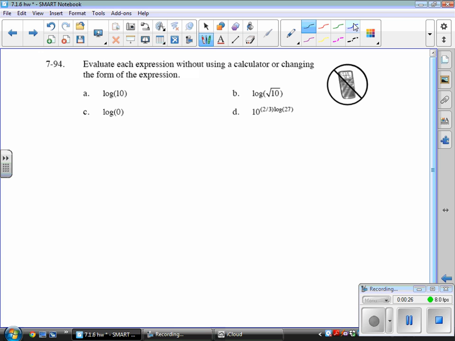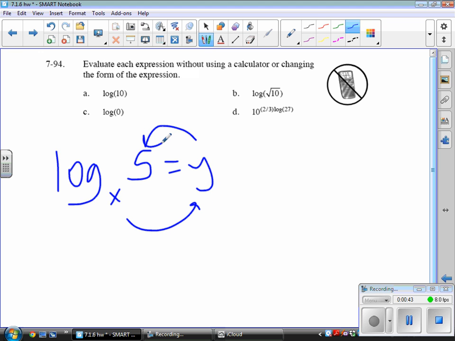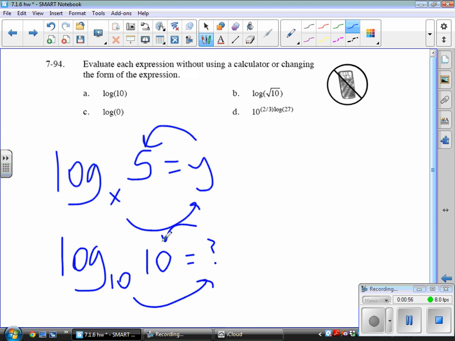Okay, so it says without changing the form, but we can think about the form being different in our heads. Now we know we do the around the world thing. So log base x of 5 equals y. We go around the world, right, in general. So I'm assuming my base is 10. So log base 10 of 10 equals what? 10 to the what power would give me 10? Well, that's going to be a 1. That should be pretty obvious to us.